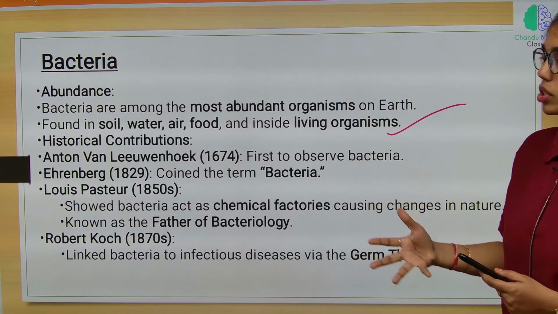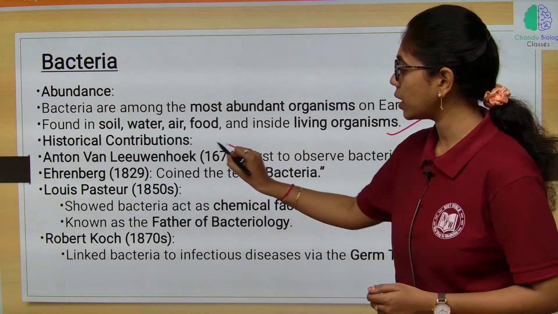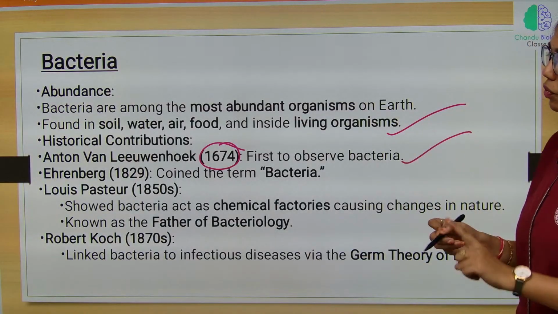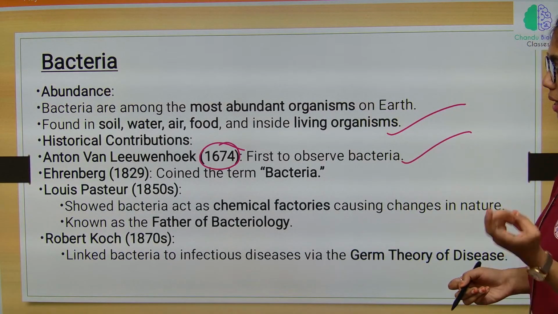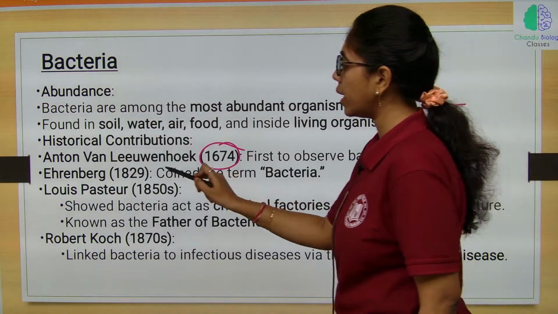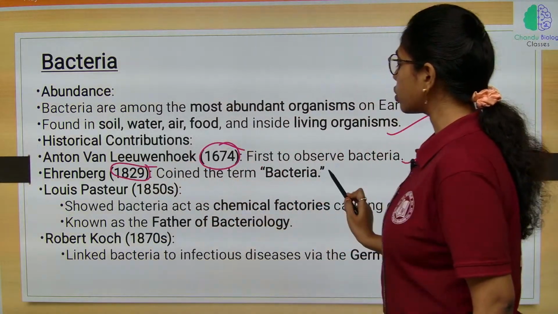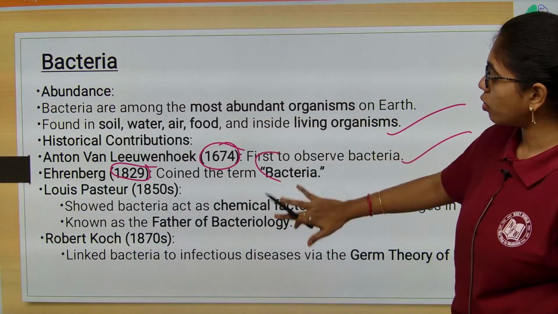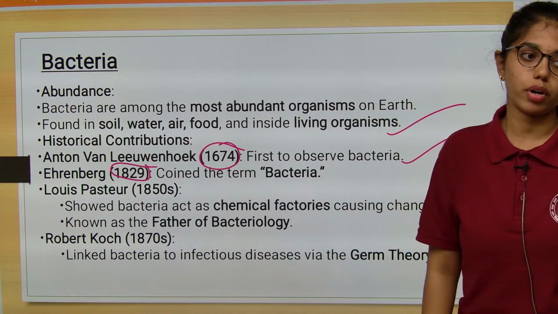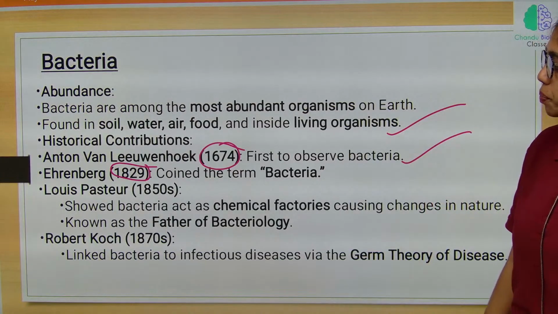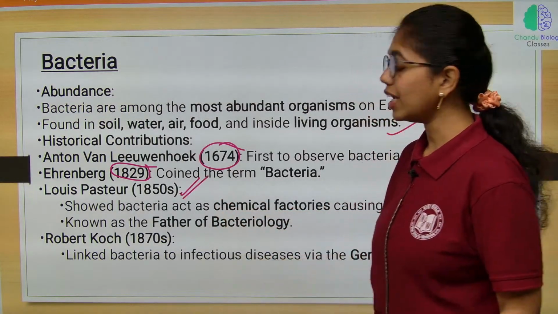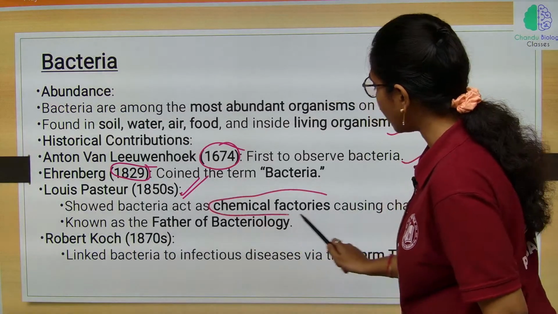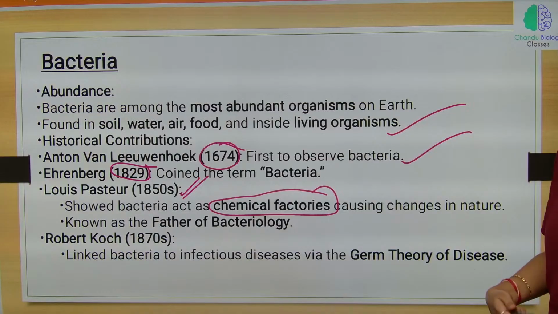Historical contributions include Anton van Leeuwenhoek in the year 1674, the first person to observe bacteria. Second is Ehrenberg in the year 1829, who coined the term what? Bacteria. All this historical background is important for us. Louis Pasteur in the year 1850 showed that bacteria act as what? Chemical factories which cause changes in nature.